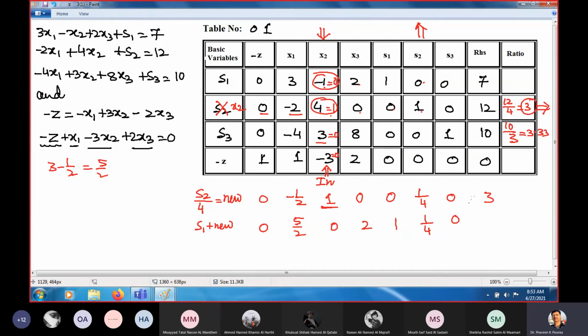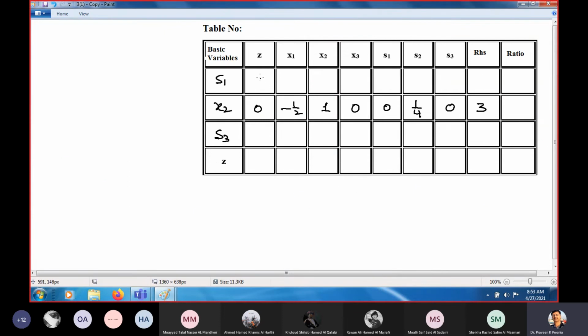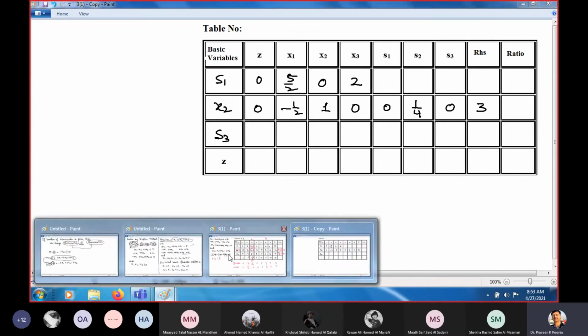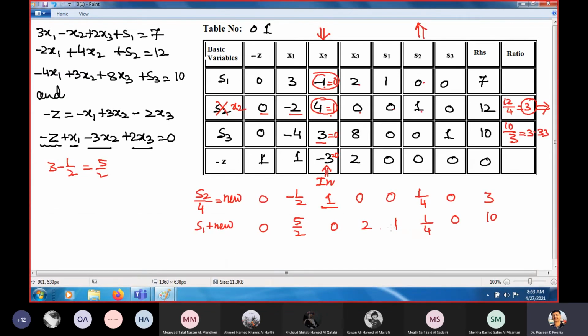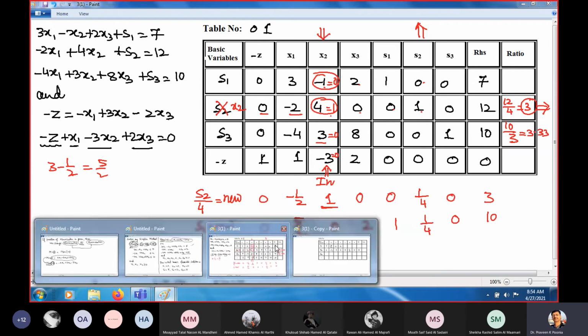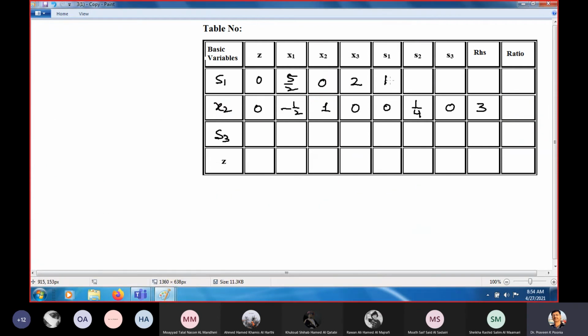0 plus 0, it is 0. 7 plus 3, it is 10. So this is the new row. 0, 5 by 2, 0, 2. 1, 1 by 4, 0, 10.